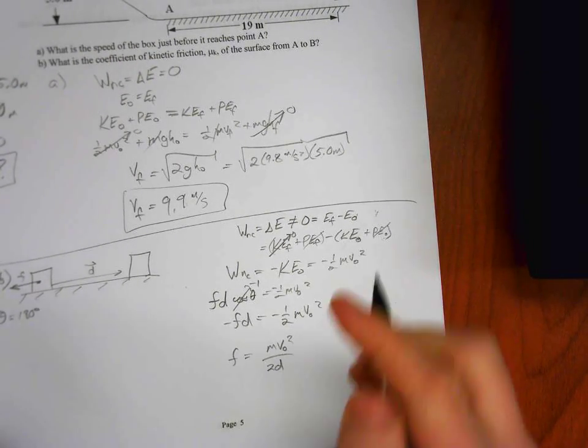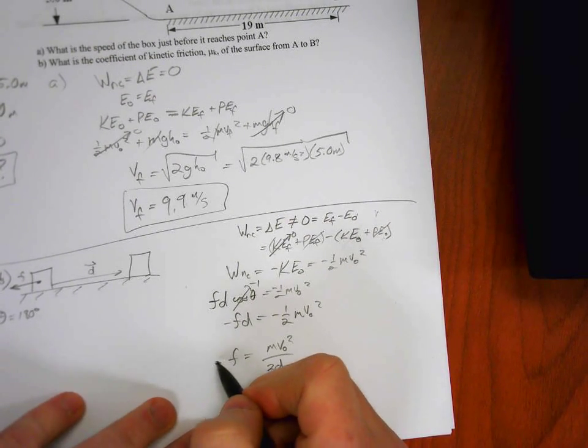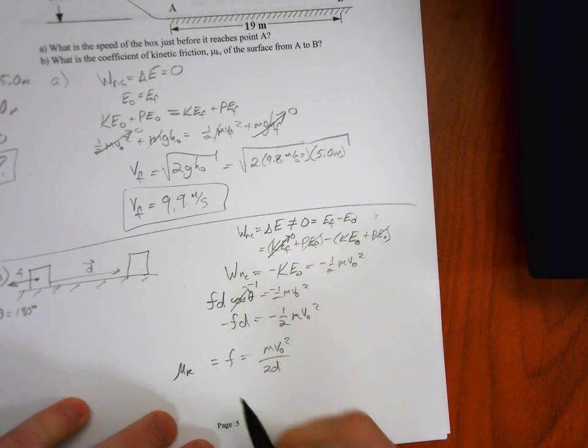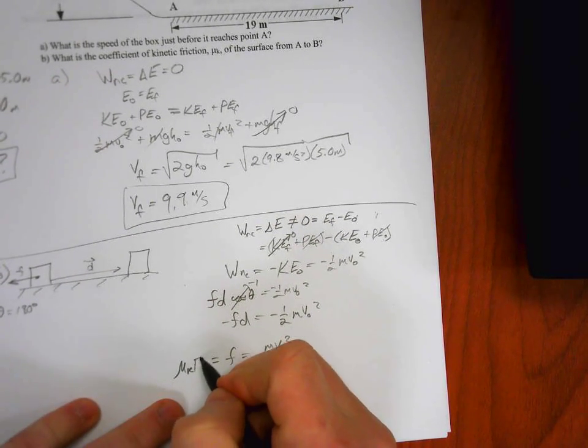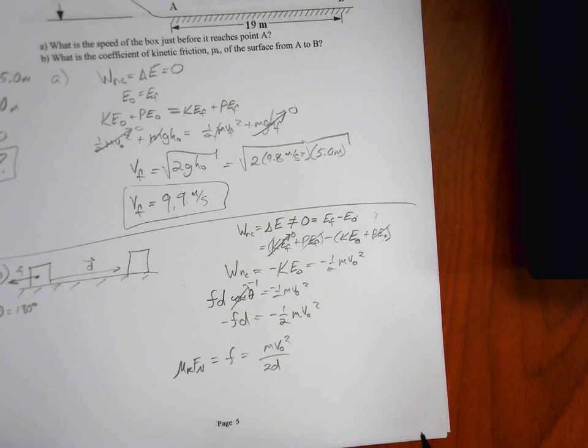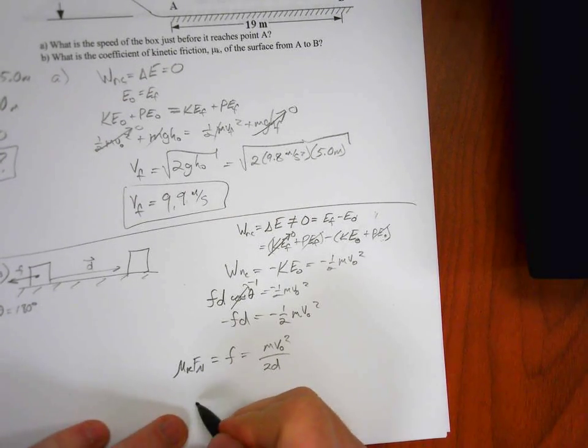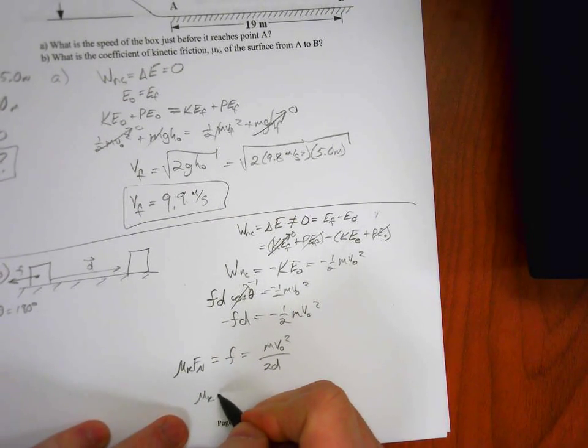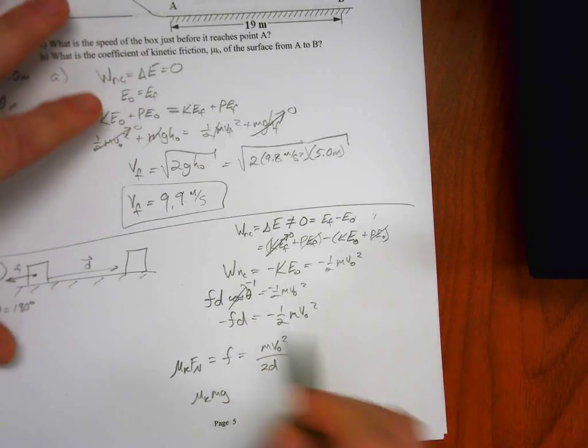Oh, I forgot one more thing. The force of friction is equal to mu sub k, the coefficient of kinetic friction, times the normal force. Well, the normal force is just equal to m g because it's a horizontal plane.